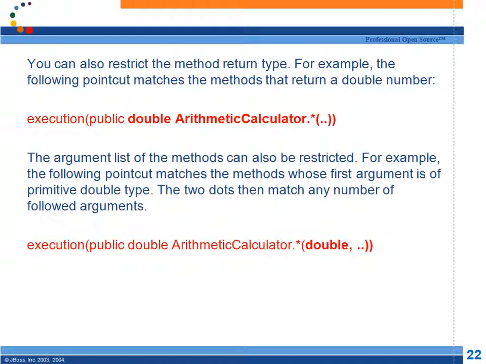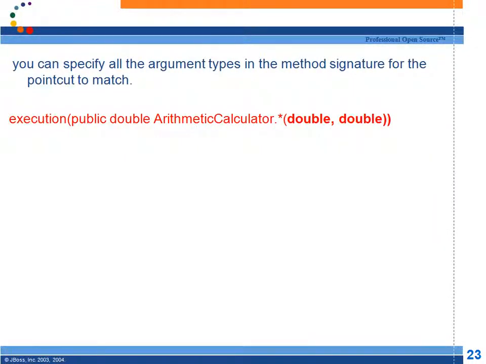This will map to any public method whose return type is double, present in ArithmeticCalculator, with any arguments. Same, any method in the ArithmeticCalculator class whose return type is double, public, and is taking two parameters, double comma double.